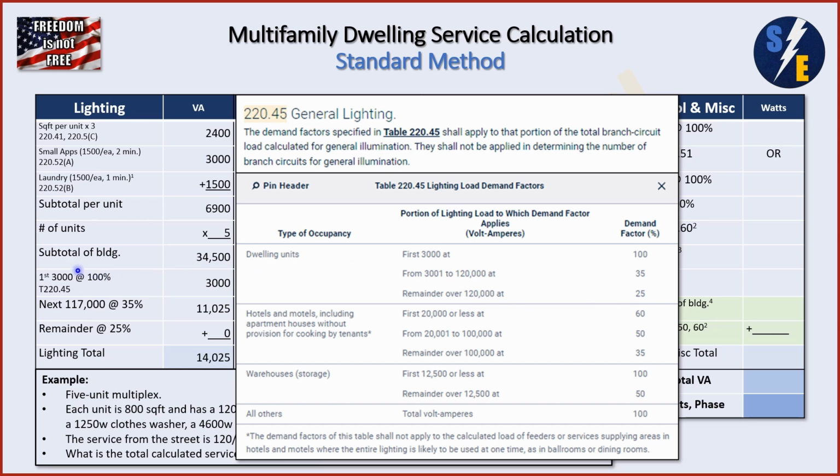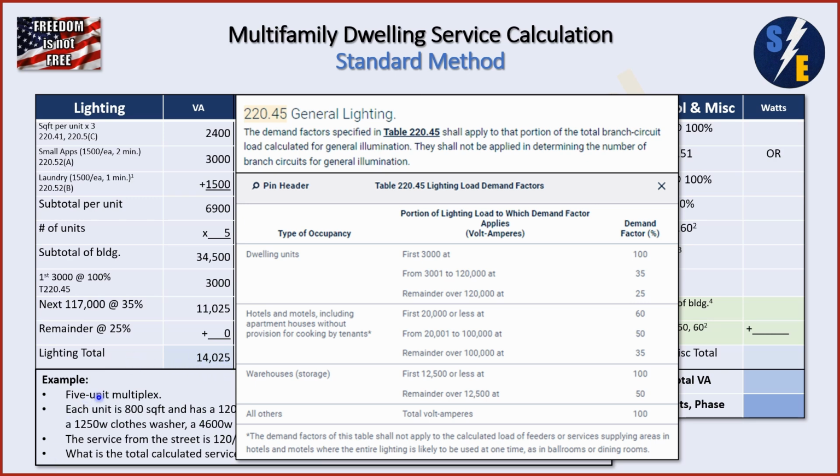So in our case, we take the first 3,000 at 100%. So we're going to write 3,000 right here. Now that would leave us with 31,500. So we're going to take that at 35%. 35% of 31,500 is 11,025 VA. We don't have anything beyond that, so this will be 0 for the remainder. So we'll just add 3,000 to 11,025. We come up with 14,025 VA, and that is our lighting total.